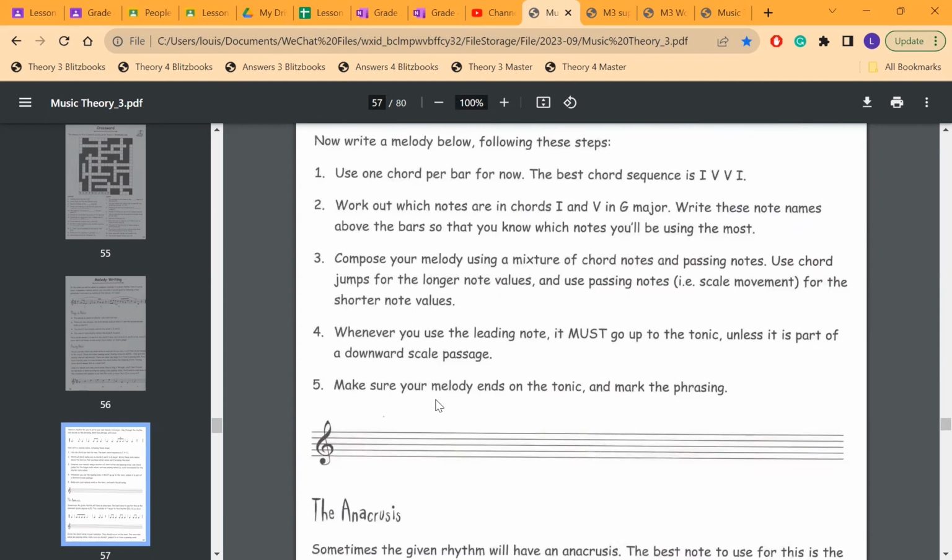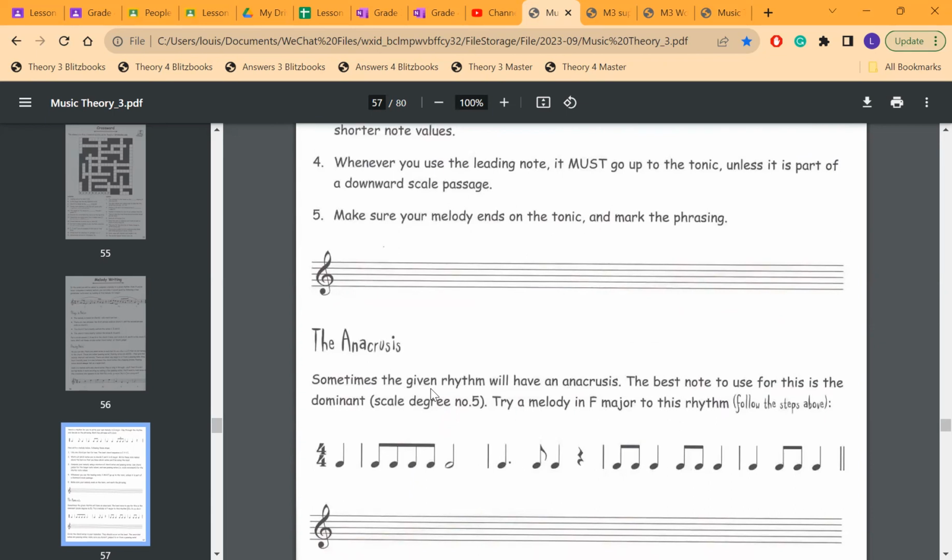Oh yeah, the melody should start and end on the tonic. The exception is an anacrusis. The anacrusis should start on either the leading note or the dominant.